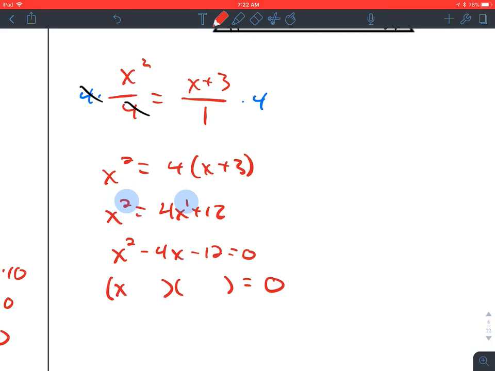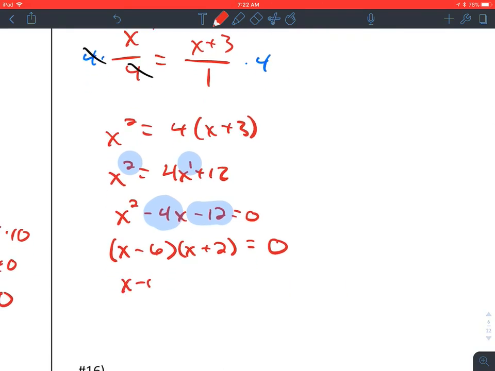We're lucky. So we just take the square root of x squared, and that goes in the first position. We need 2 numbers that multiply to get negative 12 and add to get negative 4. How about negative 6 and plus 2? Once you've factored it, you set each factor equal to 0, and you solve each of those little fellas.